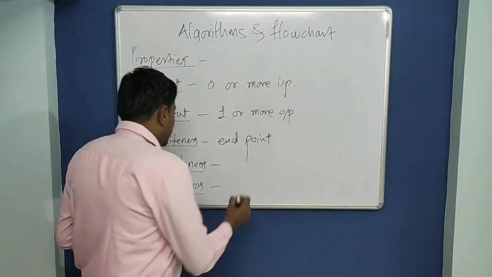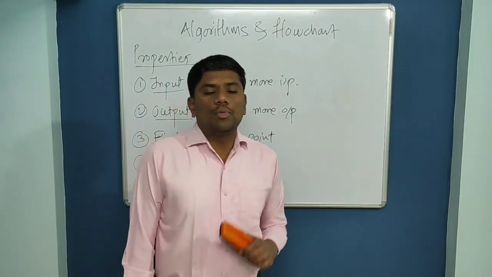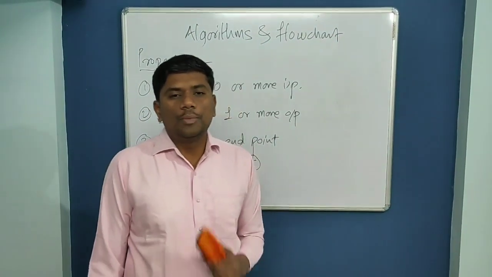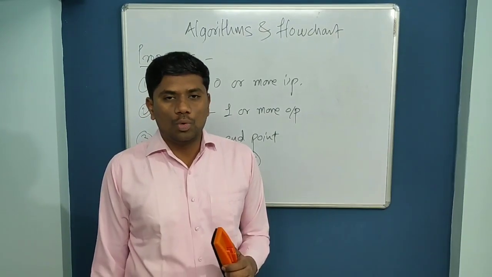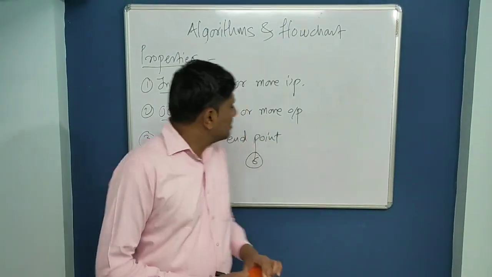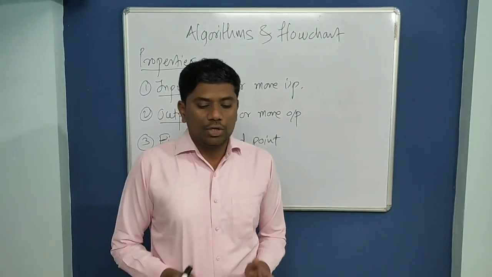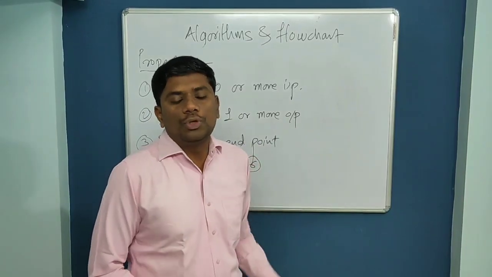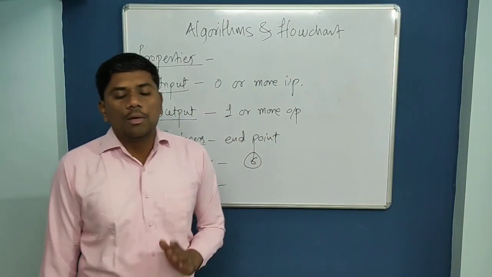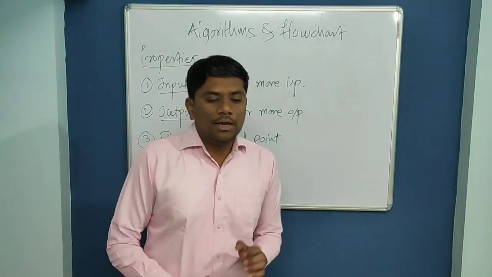So that is effectiveness. The next property is that your algorithm is different from programming code. Your algorithm should be different from programming code. So these are important properties of a good algorithm. Every good algorithm should satisfy these properties, so you should remember them whenever you are writing an algorithm.